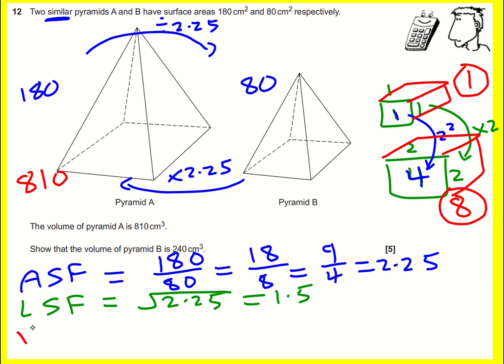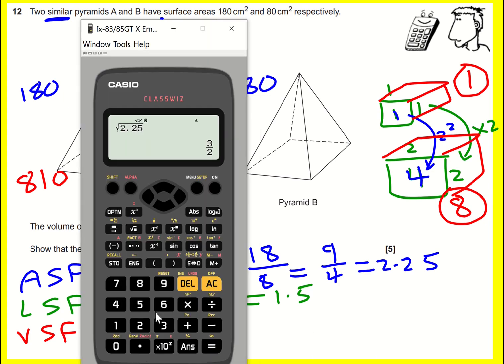So in this case, my volume scale factor is not going to be 8 because my length scale factor is 1.5, but it's going to be 1.5 cubed. And I suppose I could work that out. And I've got 3.375.